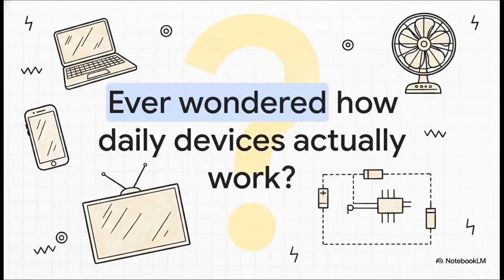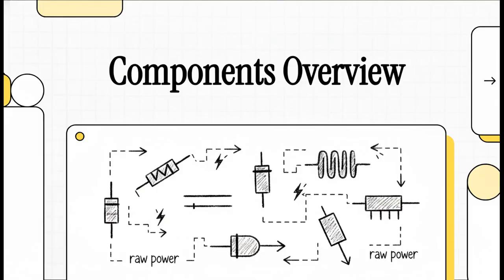Okay, take a quick second and just look around you right now. Your smartphone, your laptop, the TV on your wall, or even just the simple fan spinning overhead. Every single one of them runs on a circuit. And what's truly mind-blowing is that every one of these highly complex circuits is built from the exact same small family of parts. Welcome to this explainer.